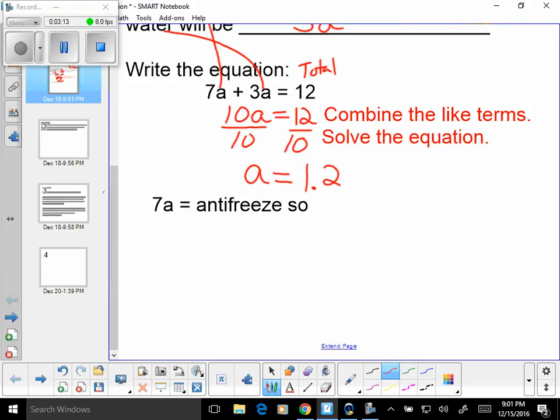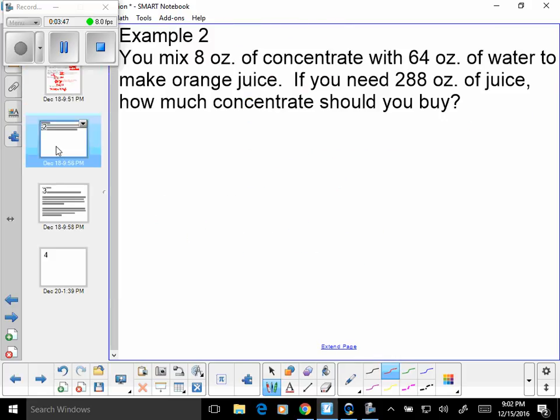So if 7A equals the amount of my antifreeze, I now know that A is 1.2. So I'm going to take 7 times 1.2, which will equal 8.4 quarts. Now, we need to show this step. We can't just stop at A equals 1.2, and you can't just write down 8.4. You've got to show me how you get it, okay? Well, let's move on to example 2.